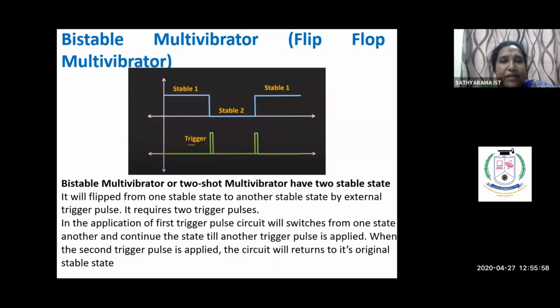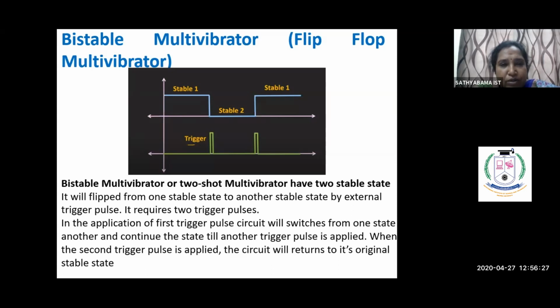The word bi, what is it? Bi means two, that is, two stable states. So in a bistable multivibrator, there are two stable states. Look at the diagram. In the first graph, stable state 1 and stable state 2, and again stable state 1 is given. In the second waveform, you can view two trigger pulses. The transistor is in stable state 1.